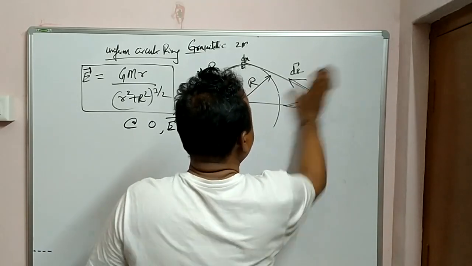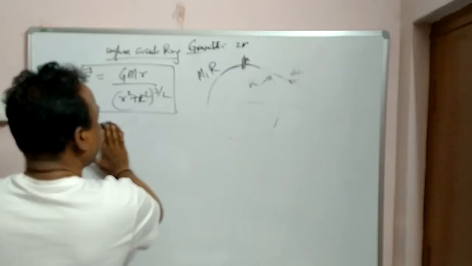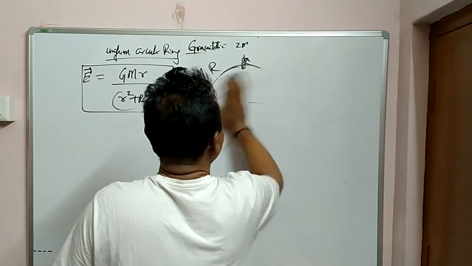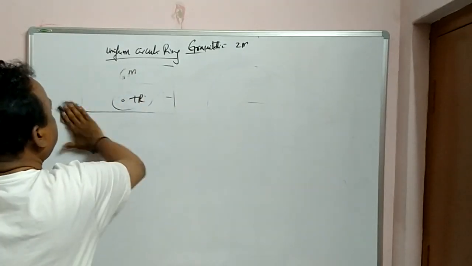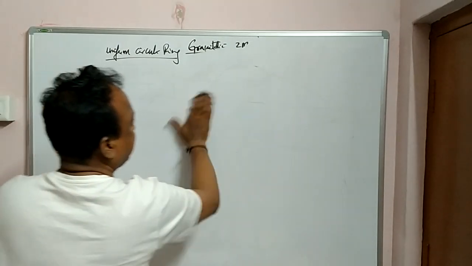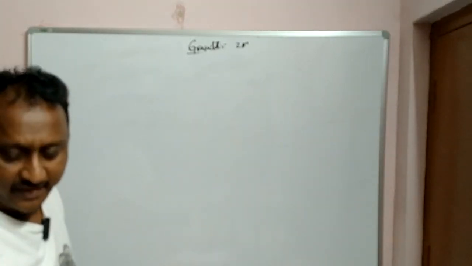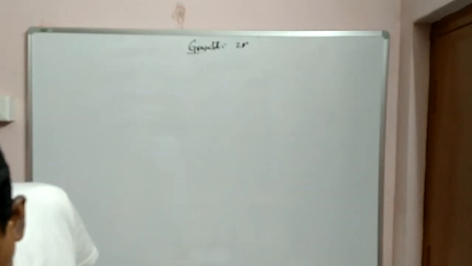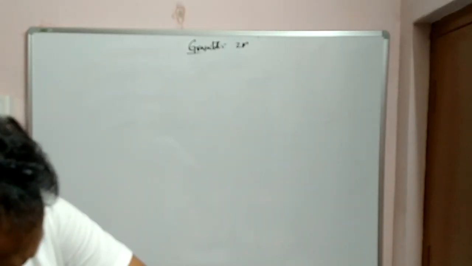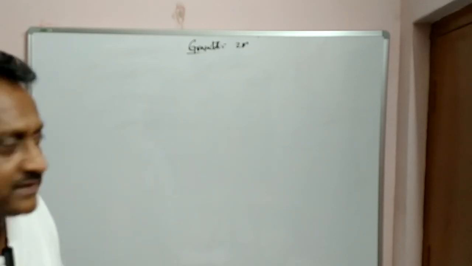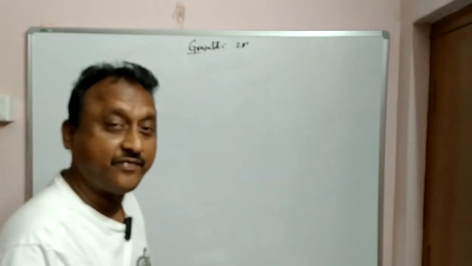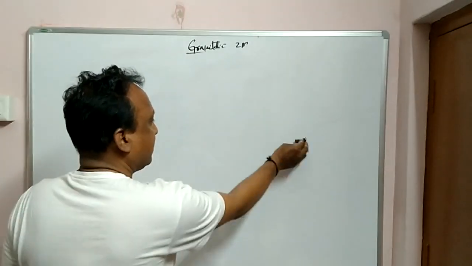Now let us go to the next topic in gravitation, which is very, very interesting. That is, what is acceleration due to gravity? Already I have given the formula. What are the factors affecting the value of small g? This is the next point. A very interesting topic also. Now we will be discussing the factors affecting the value of small g.